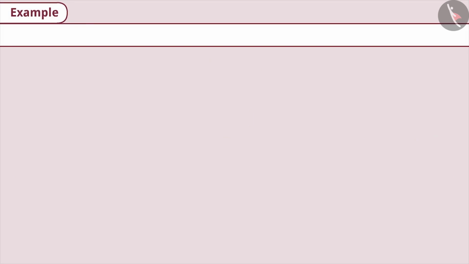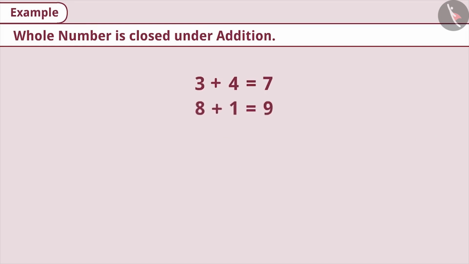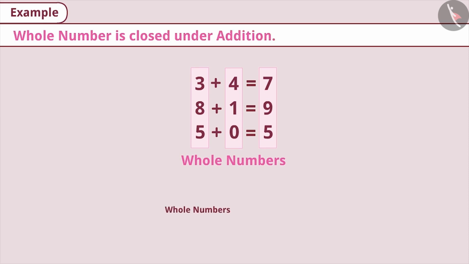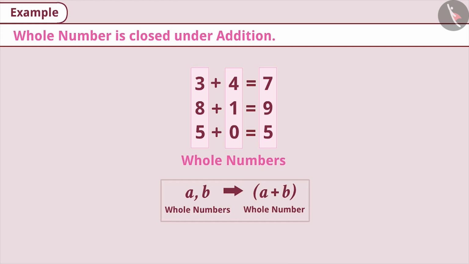Next example. Explain the fact that whole numbers are closed under addition. Let's take 3 examples for this. In these given examples, we added two whole numbers and the result was also a whole number. Similarly, if we take any two whole numbers a and b and add them, their sum a plus b will always be a whole number. Therefore, the collection of whole numbers is closed under addition.